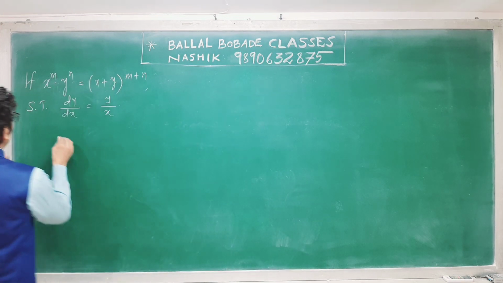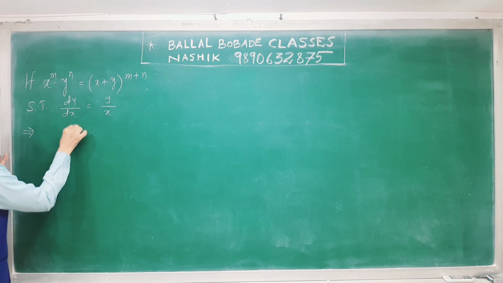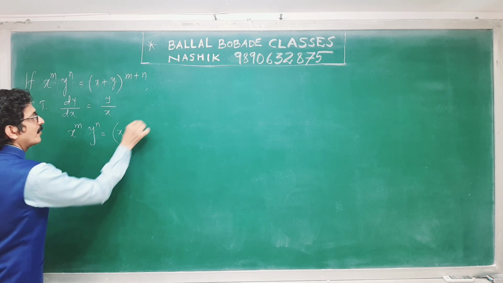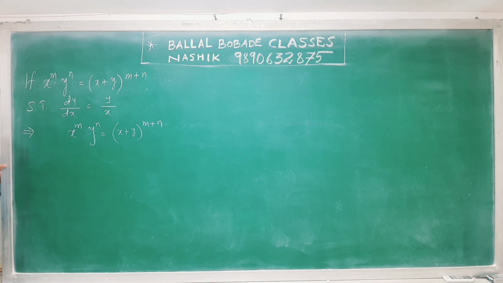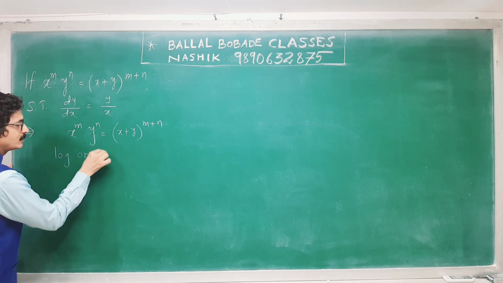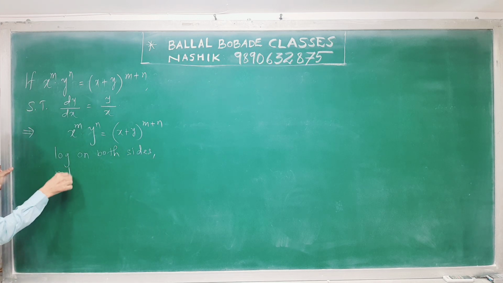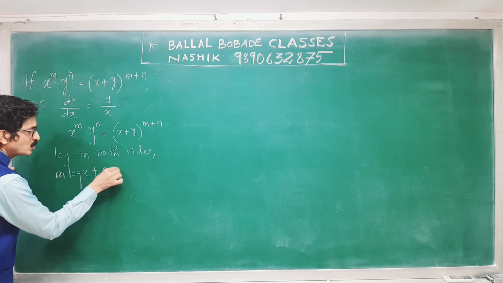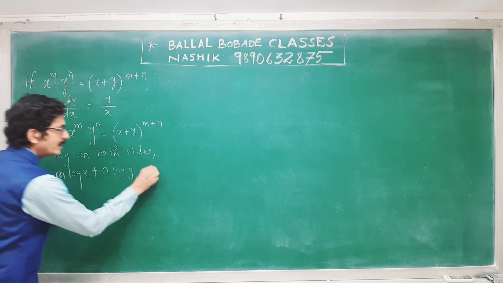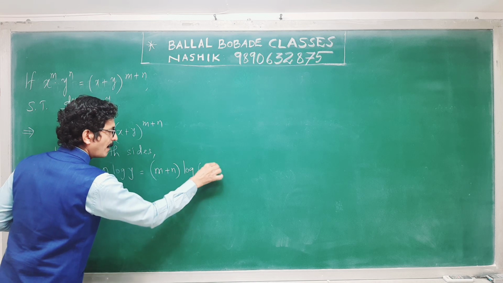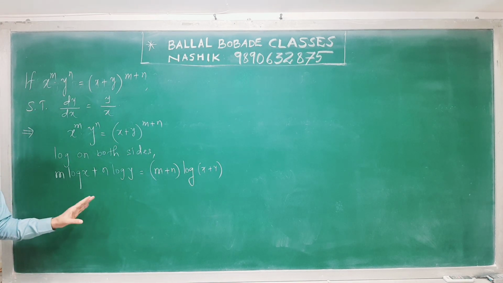See what is given here. You are given x raised to m into y raised to n equal to x plus y raised to m plus n. Taking log on both sides. Log on both sides. Have a look. When you take log on both sides, you see it is m times log x using all the rules of logarithm plus n times log y equal to m plus n into log of x plus y. Alright, rules of logarithms are applied here.